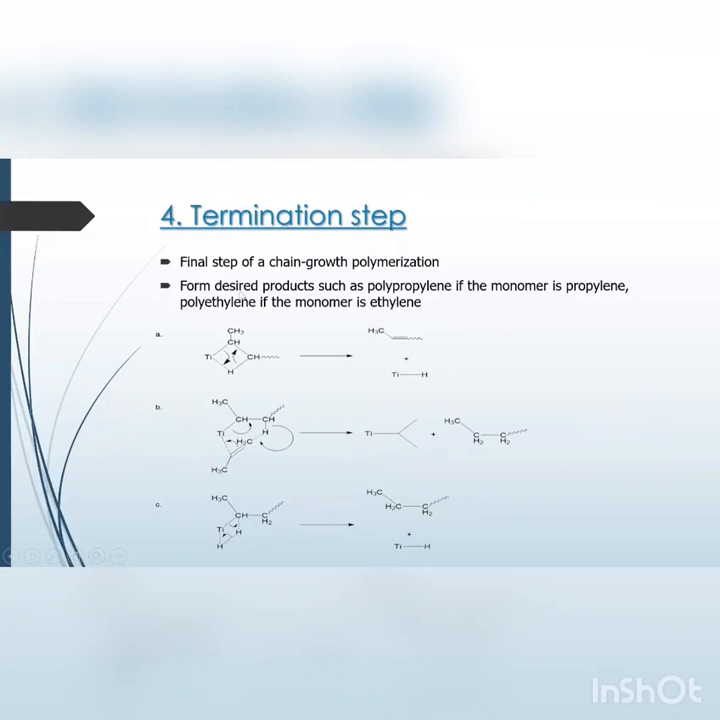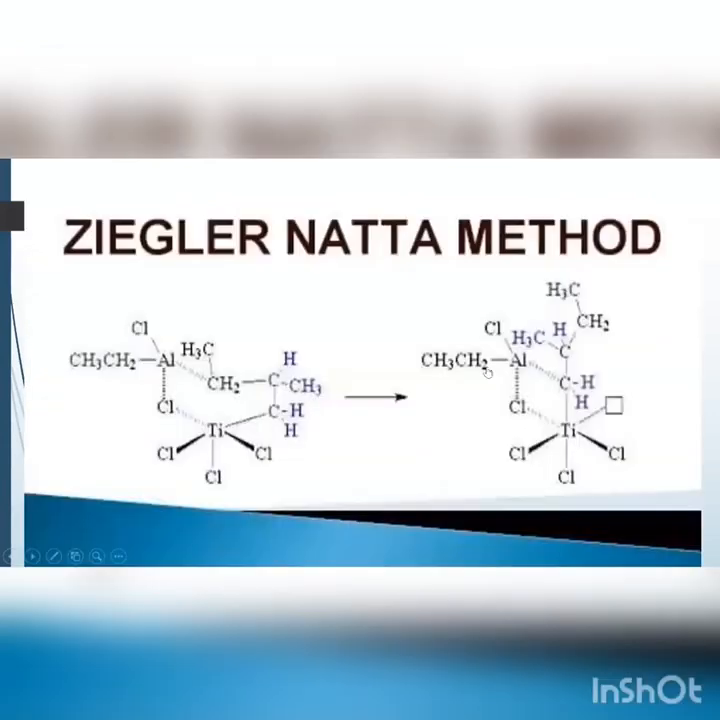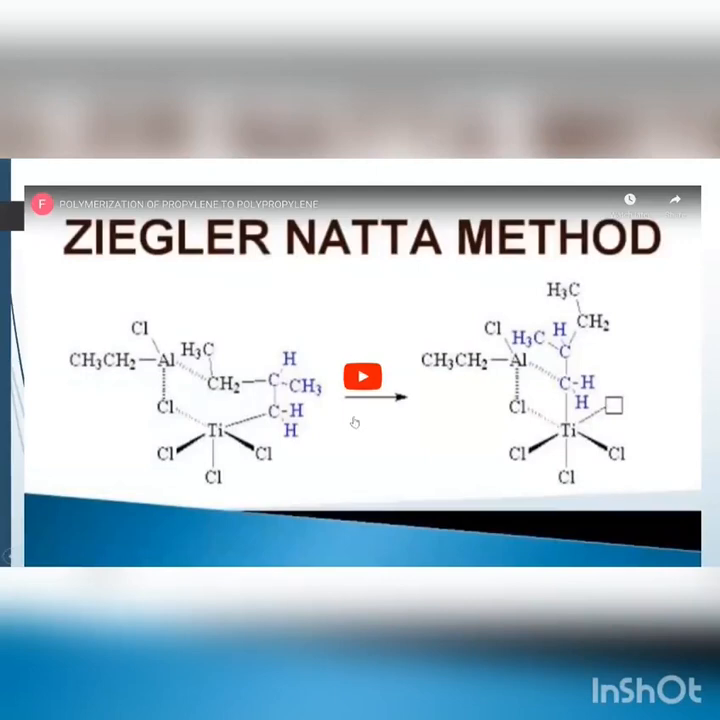So the last step is the termination step, which is the final step of a chain growth polymerization. It forms desired products such as polypropylene if the monomer is propylene and polyethylene if the monomer is ethylene. So this is a diagram of how the polymerization works at the last step, which is the termination step. So now I'll show you guys a video about how the Ziegler-Natta method works.